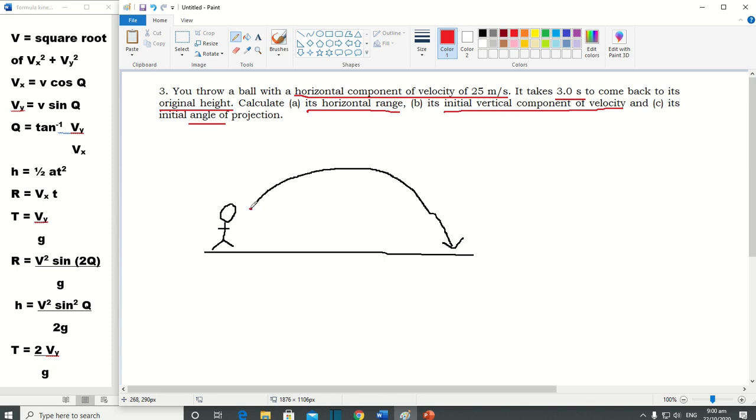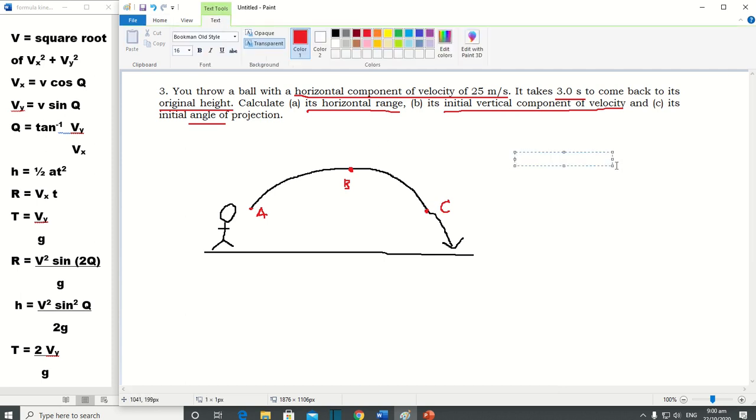This will be point A. Point B is its highest maximum point. And then we can make use of point C. This point C is at the same height as point A, because the problem says it takes 3 seconds to come back to its original height. So from A to C is 3 seconds, the time the ball took to get there.